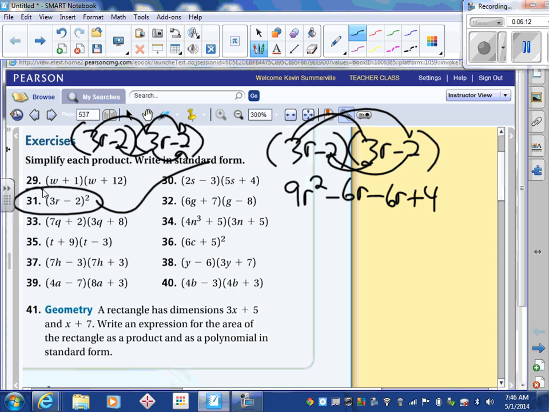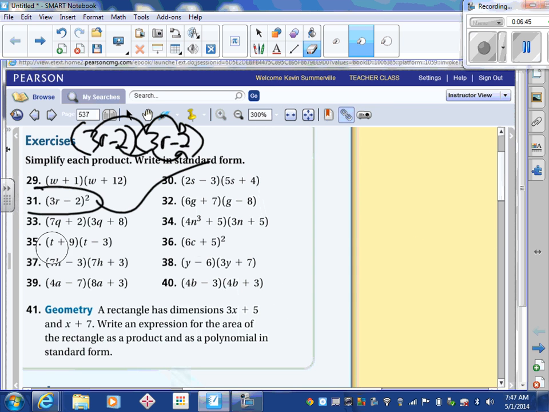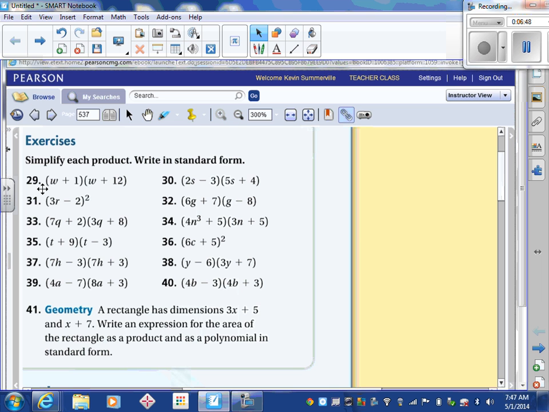When I add my like terms, I need to put together those two. That would be 9r squared minus 12r plus 4. And I get the same answer. A little bit more work of doing it, but same thing. Minus 12r in the middle. Okay? So either way you can do it, but there's a trick to doing it with the squared binomial that we've learned how to do. But again, you can always revert back to the FOIL method if needed.